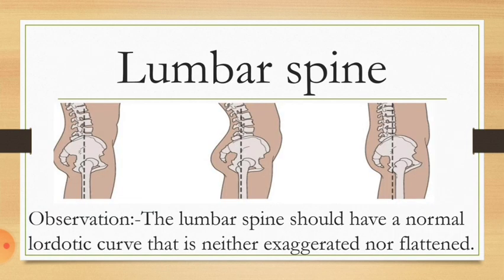Lumbar spine. The line of gravity lies posterior to the lumbar spine. Observe: the lumbar spine should have a normal lordotic curve that is neither exaggerated nor flattened. Lordotic curve leads to the anterior pelvic tilting. In the first picture shows a normal lumbar spine, and the second picture shows the anterior pelvic tilting, that means exaggerated lordosis, while third picture shows posterior pelvic tilting and a flat back.